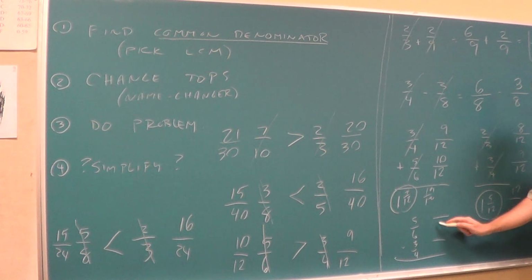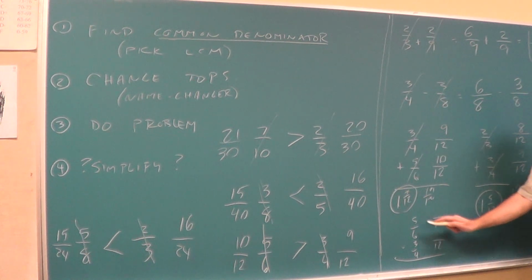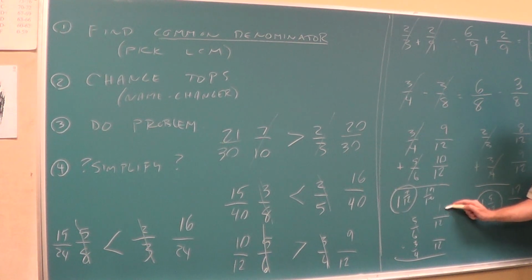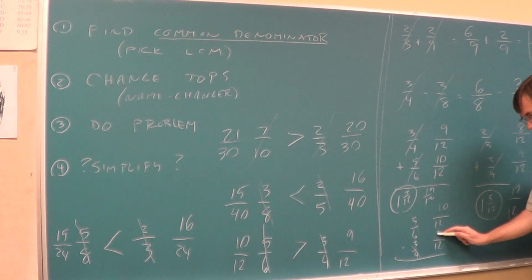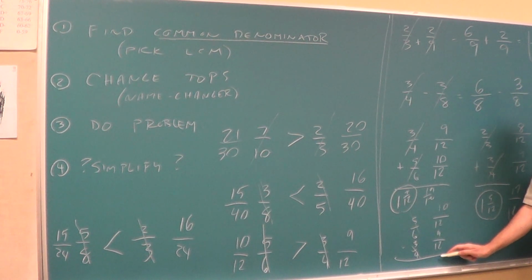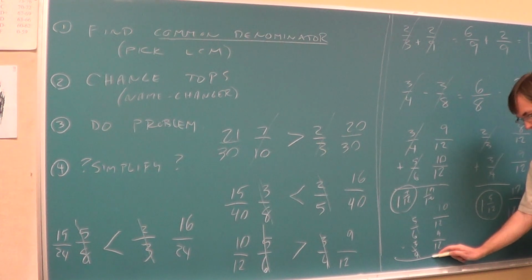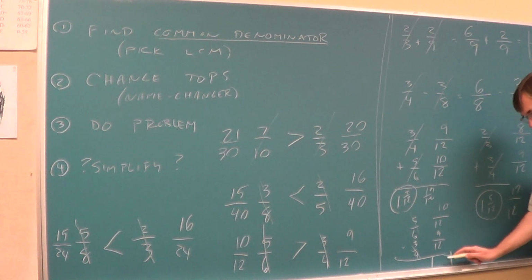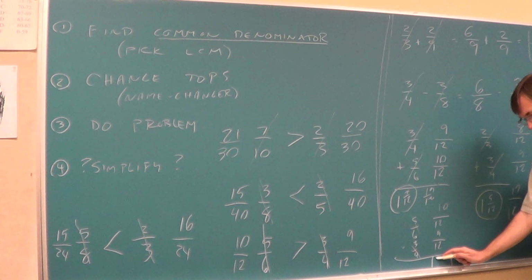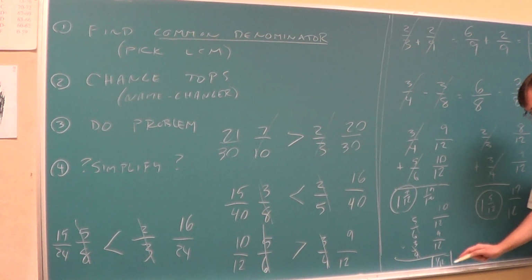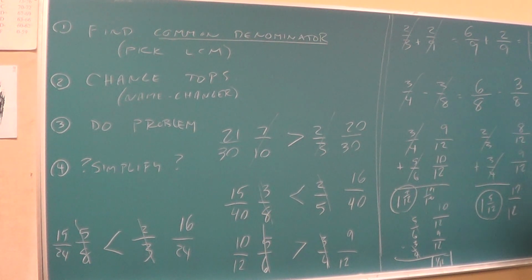Last one, bottom, 12. New top, 10. Correct. Other new top, 9. Why not 19 twelfths? Because it is minus. It's subtracting, so 1 twelfth. Question about any of this stuff?